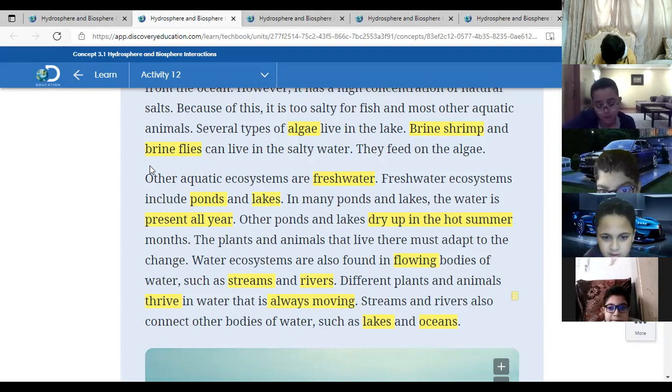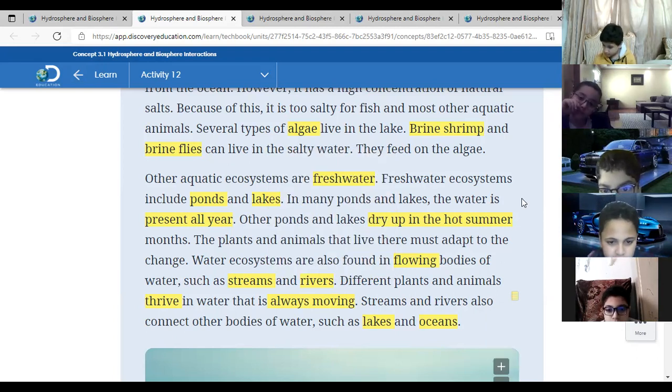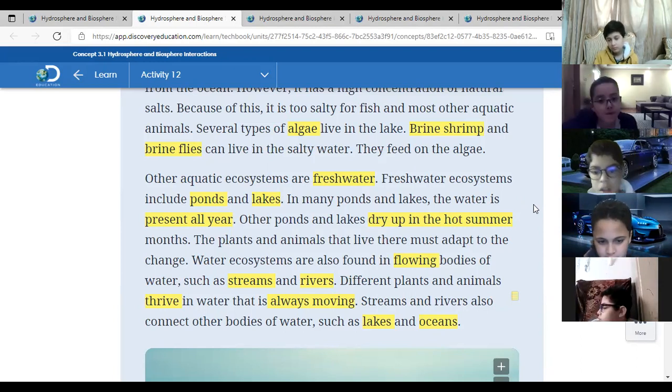Water ecosystems are also found in flowing bodies of water, such as streams and rivers. Different plants and animals thrive in water. Thrive here means they can survive or can stay alive. Continue. In water that is always moving. Streams and rivers also connect other bodies of water, such as lakes and oceans.